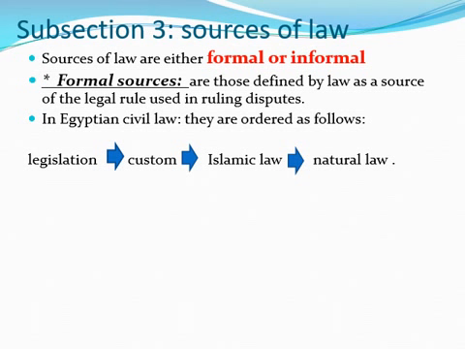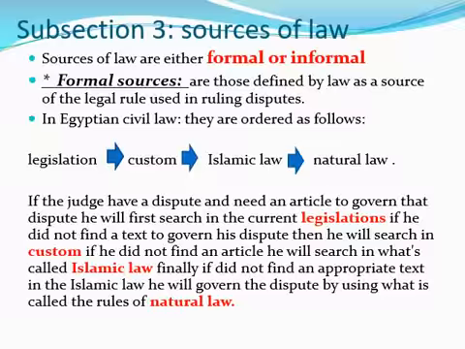So the judge will search in these sources to find a legal rule, and he will find a legal rule. But sometimes this legal rule that he is supposed to use to decide the case is vague, unclear. So what can he do? He will go to the informal sources of law, what we call the jurist opinion and the judicial precedents, or the former cases, or the former decisions. So these are the informal sources, either jurist opinion or previous judicial decisions.